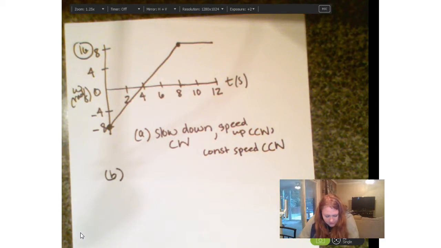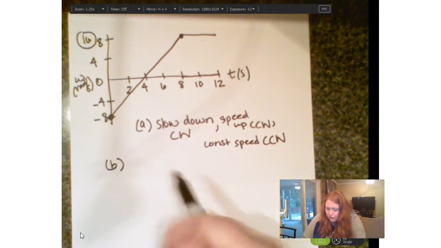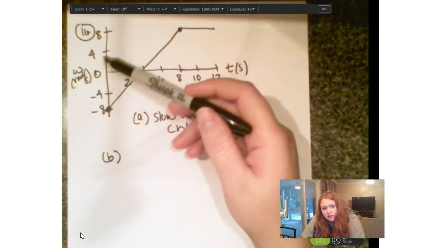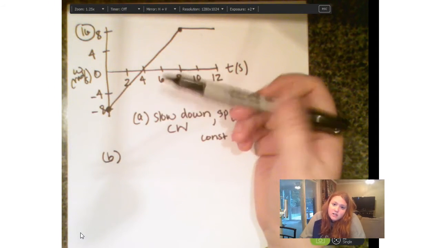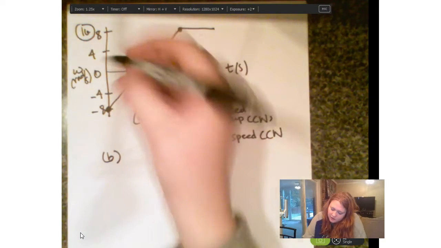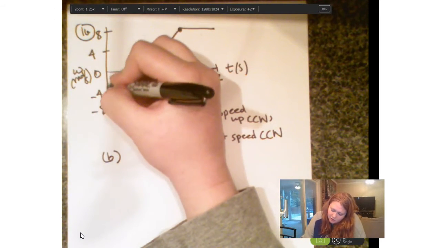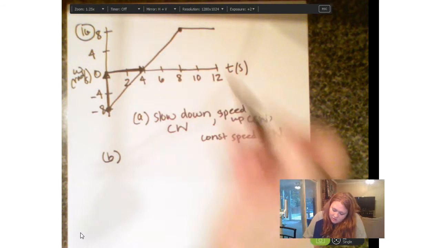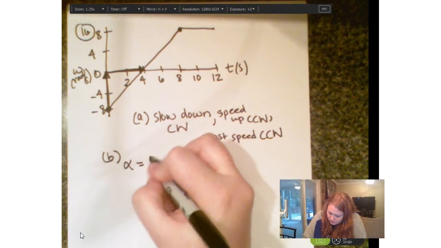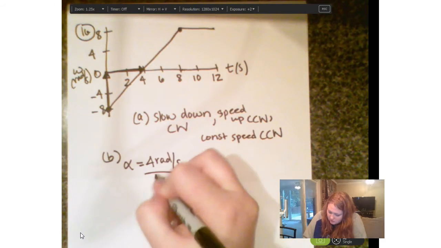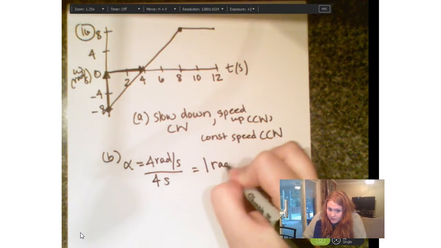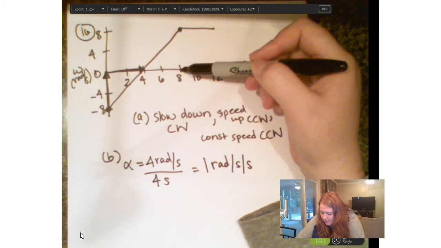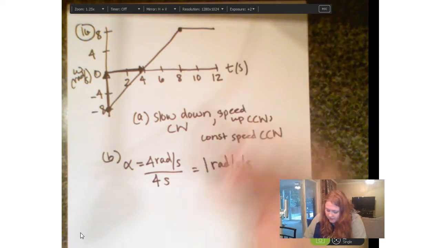Now B says draw the angular acceleration graph for the propeller. So this is pretty simple. We know if we have an omega in time graph, or an angular velocity in time graph, then we can find our acceleration by looking at the slope. So if I look at the slope of this, I'm going 4 radians per second for every 4 seconds, or it looks like my alpha is going to be just 1 radian per second per second. And that lasts for 8 seconds. And then after that, I don't have any acceleration.